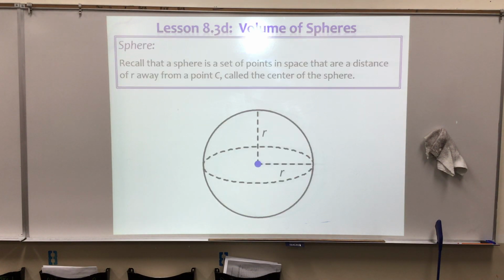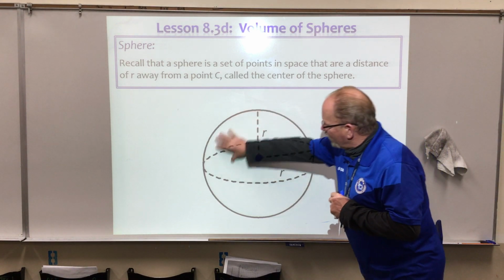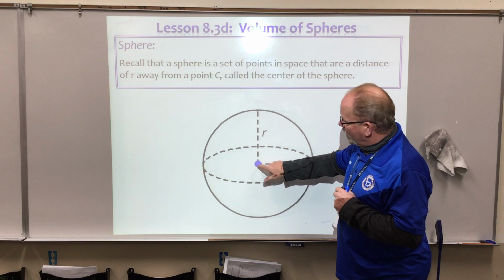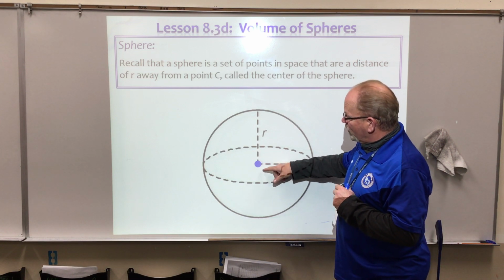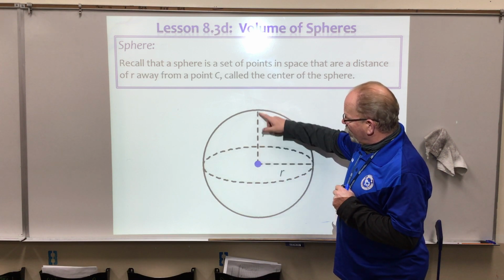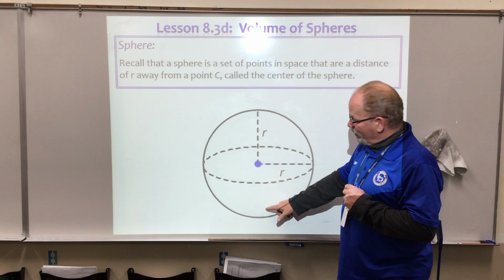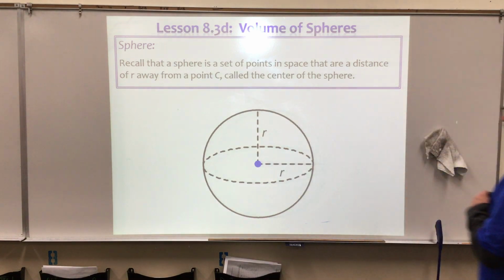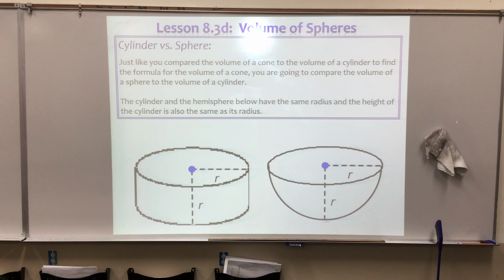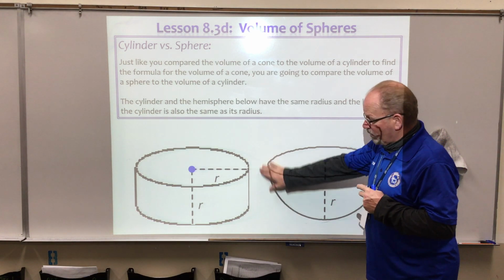So, look at a sphere. A sphere is round like a ball. It's the set of points in space that are a distance away from some center point. So every point on this sphere is going to be the same distance away from the center. In this case, the height of the sphere is going to be 2 radiuses high. So I think what we're going to do is talk about what's called a hemisphere first, which is a half of a sphere.